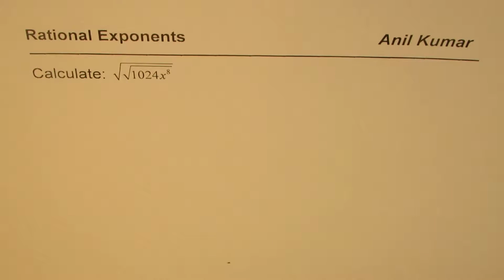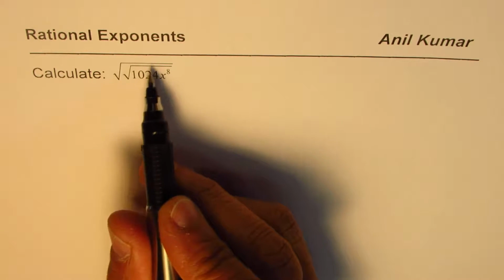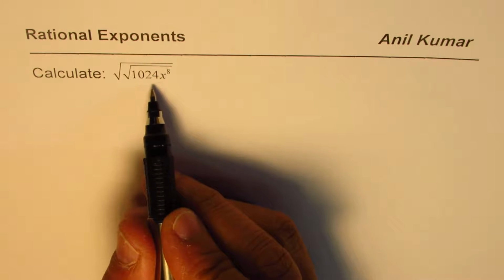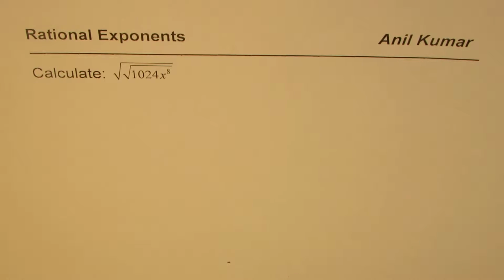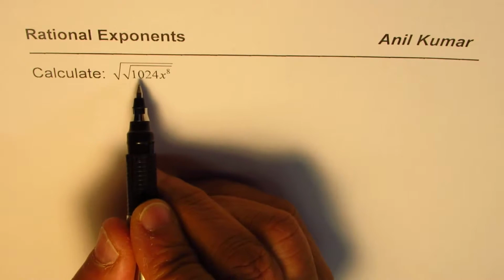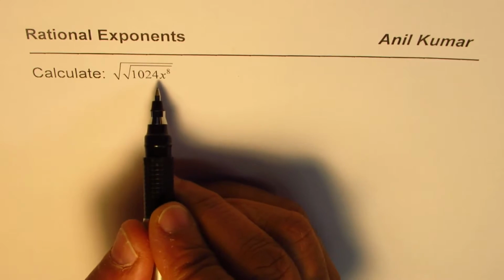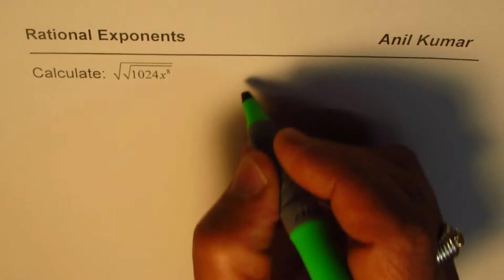I'm Anil Kumar. We are exploring rational exponents, and here is an example where we are going to calculate the square root of 1024 times x to the power of 8. So we have a combination of numbers and variables, and we need to find a square root and then again a square root. Basically that means the fourth root. This is another way of writing the fourth root. So let us see how to solve such questions.